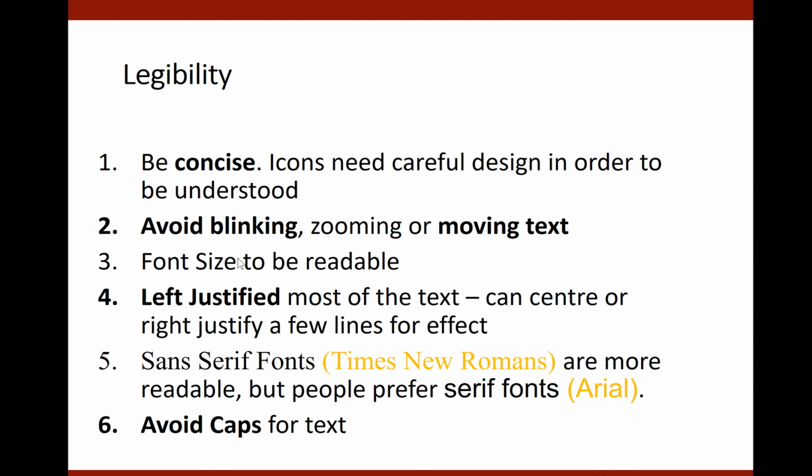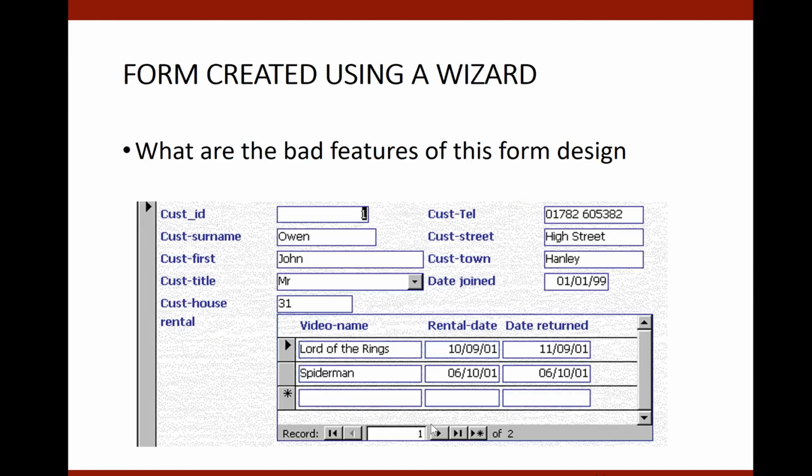And then we need to avoid using blinking or moving text, because actually they are distracting the end user from doing the task that they are supposed to. And then we should always strive to left justify. In some cases you might not, but we will definitely try to always left justify. And then there are two major types of fonts. There is the serif fonts, which have edges, they have kind of nodes in their edges, such as Times New Roman. As you can see, they are more readable, but most people actually prefer the sans serif fonts, which is Arial, that doesn't have any nodes in their edges. So we'll try to avoid caps for text as much as possible.